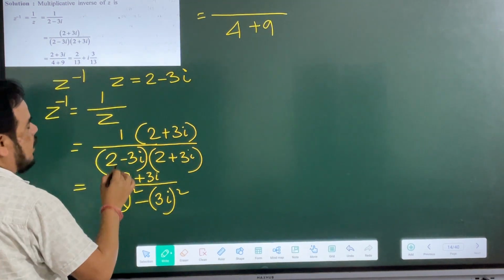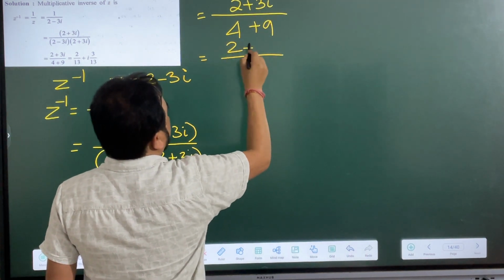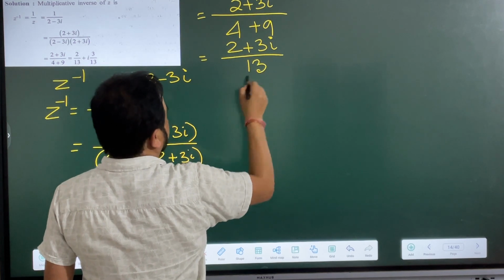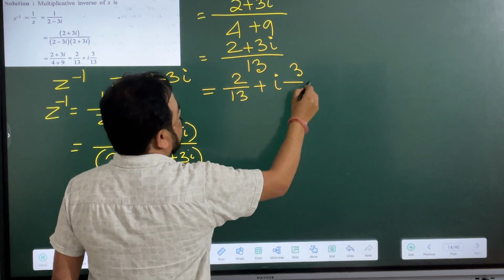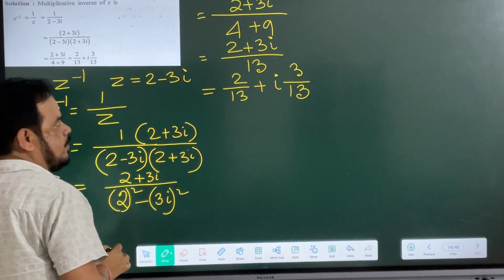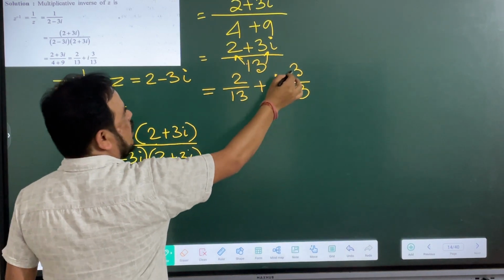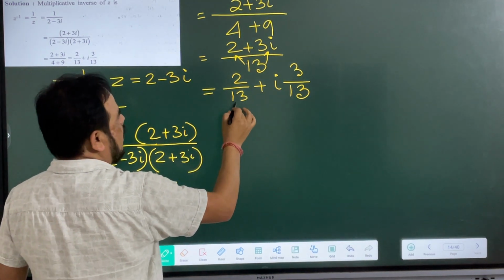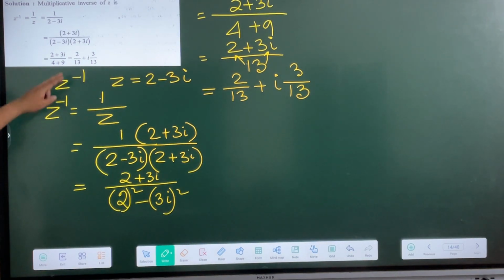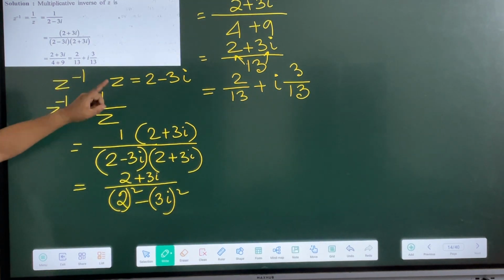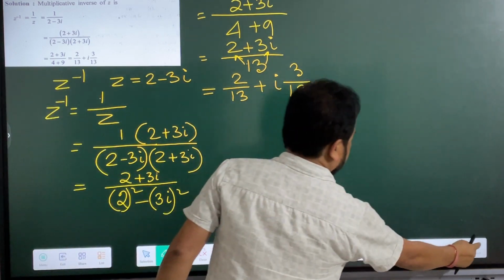3 square is 9. Here 2 plus 3i, 2 plus 3i by 13. So 2 by 13, i 3 by 13, I hope you understand. 13 is the denominator for this one and for this one also. i is taken separate, the same thing, i into 3i. Now this is the calculation of 1 by Z: 2 by 13 plus i 3 by 13. What is this? Z inverse, the multiplicative inverse.